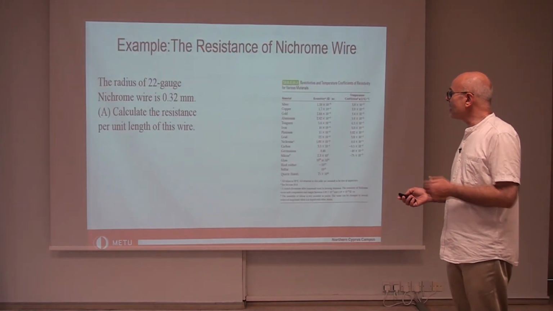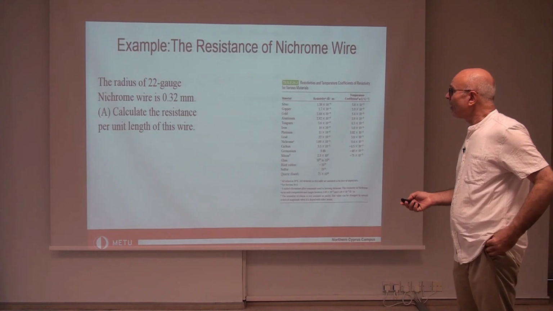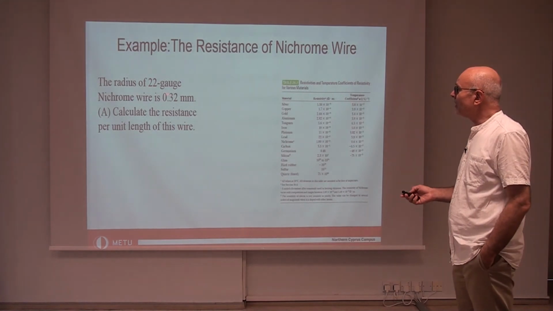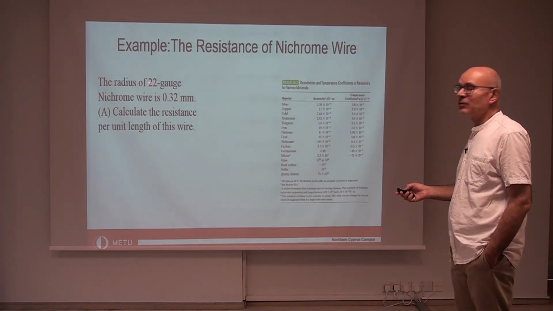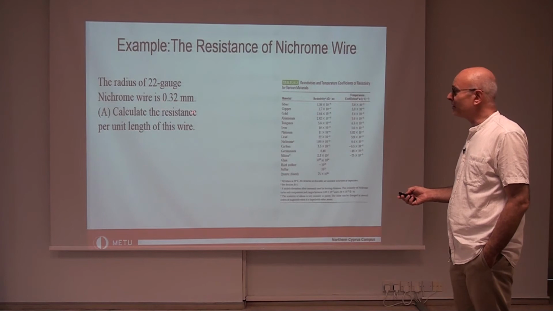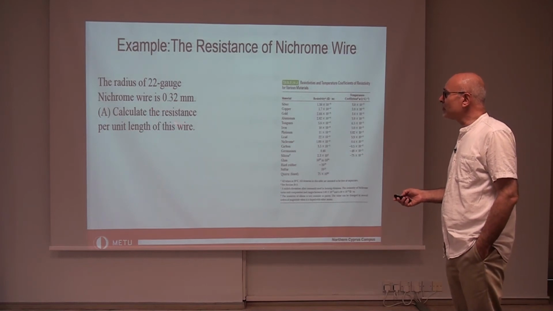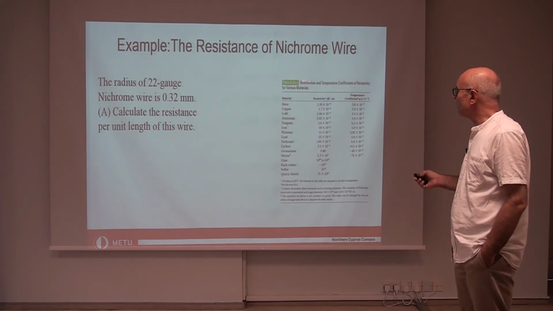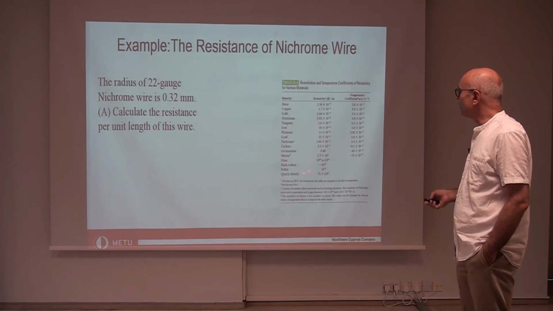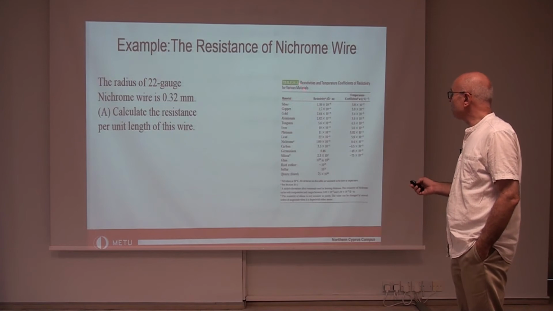Now let's consider a numerical example. We have a 22 gauge nichrome wire. It has a radius of 0.32 millimeters. So now we know what 22 gauge means. It means 0.32 millimeters. And we are requested to find the resistance per unit length of this wire. Of course, we always have tables where the resistivity is tabulated.